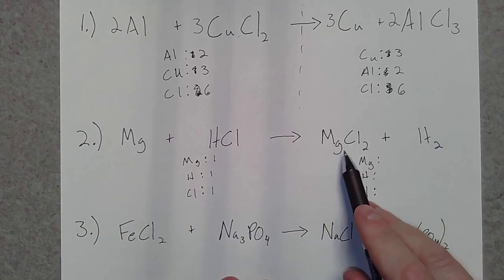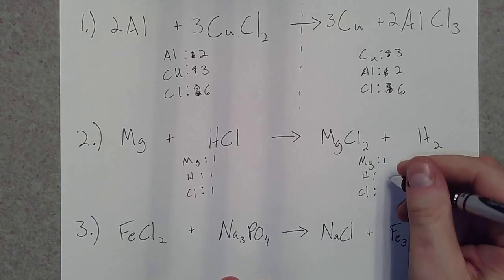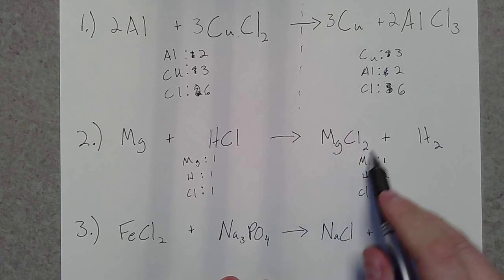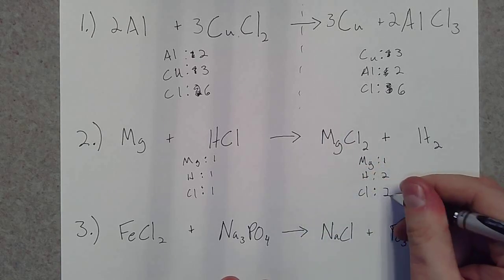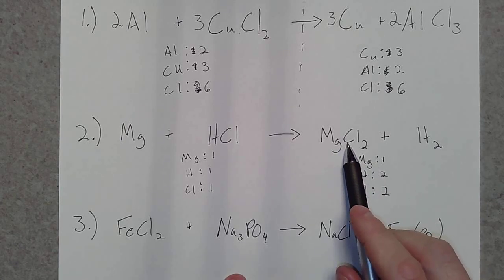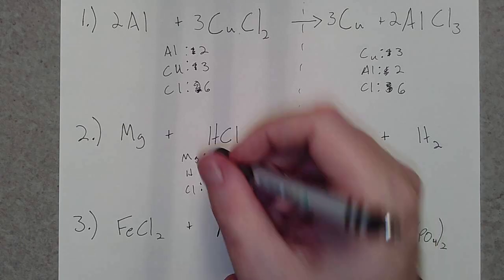Over here, I have 1 magnesium. Hydrogen's diatomic, so it has a 2. And chlorine, that has a 2 as well. That's part of this compound here, so that's a 2. So we just have to mix things around. So let's pick our compound and let's fix our compound. So I need 2 chlorines, 2 chlorines.